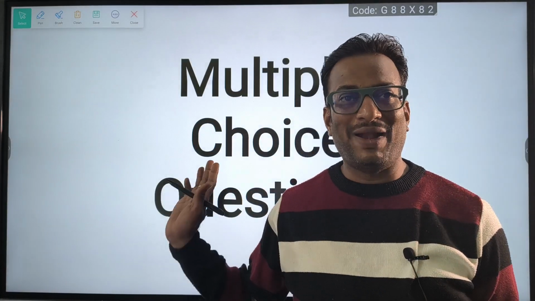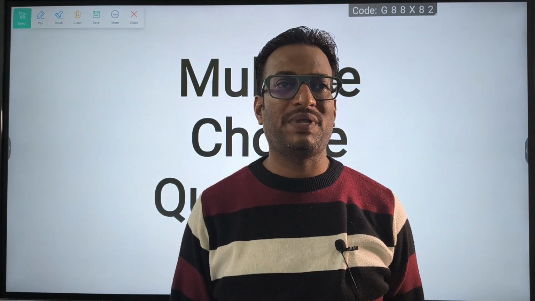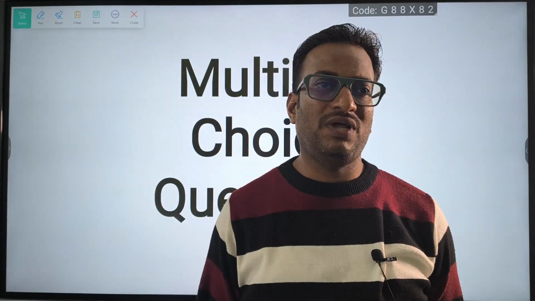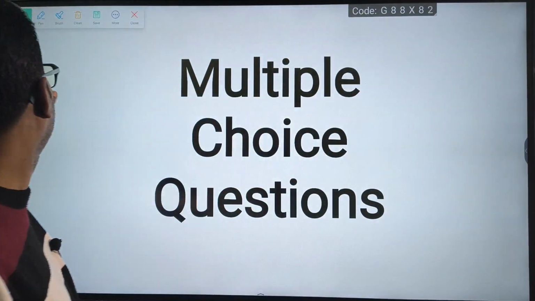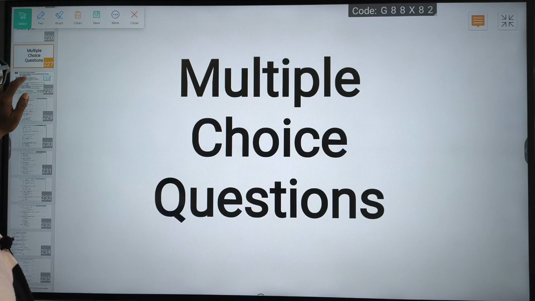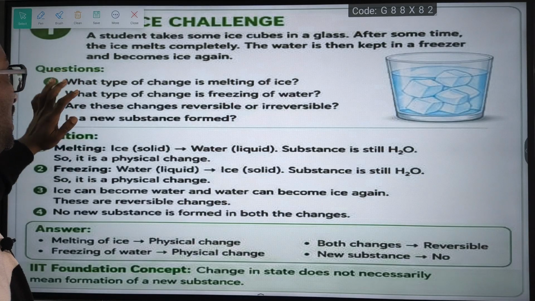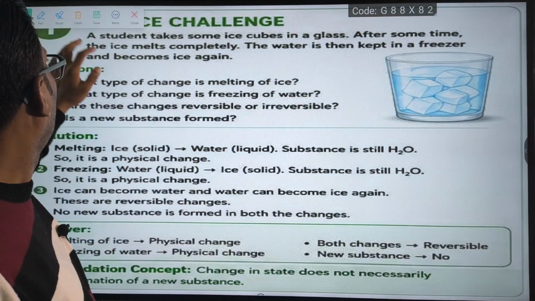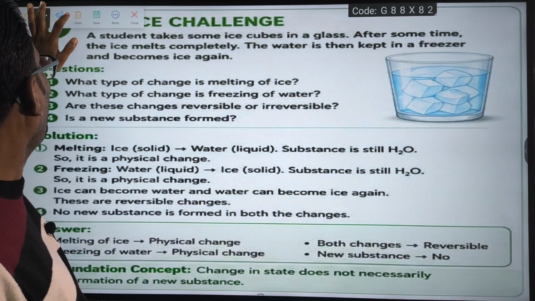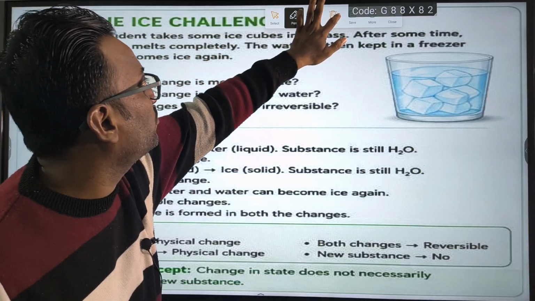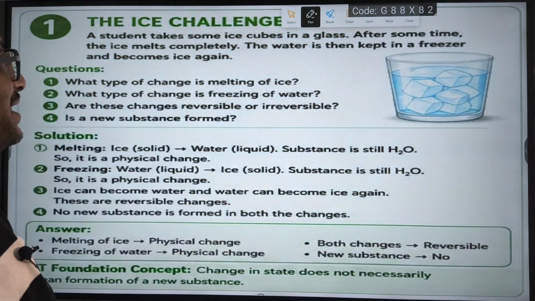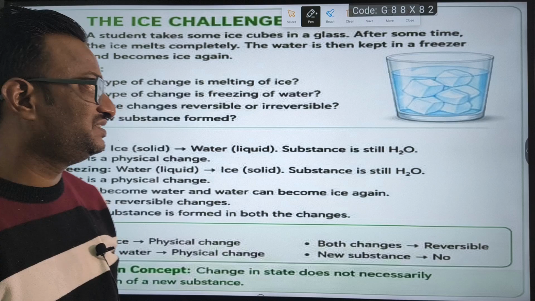In today's class, we will learn something regarding multiple choice questions in our chapter Changes Around Us. Before going to solve these multiple choice questions, let us have one of the IIT questions which is very important regarding the ice change.